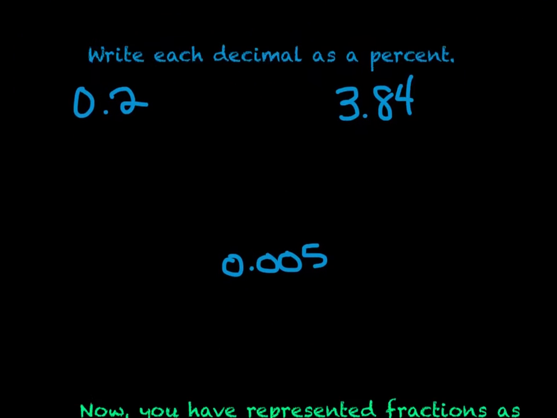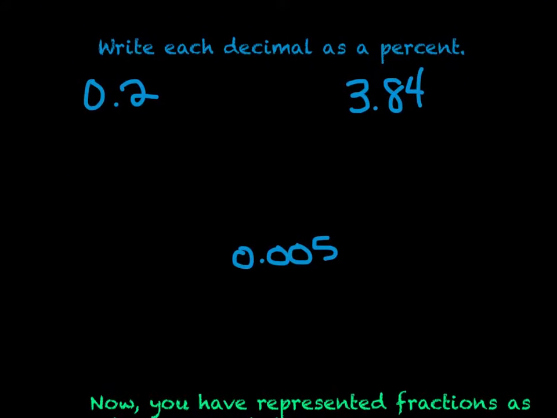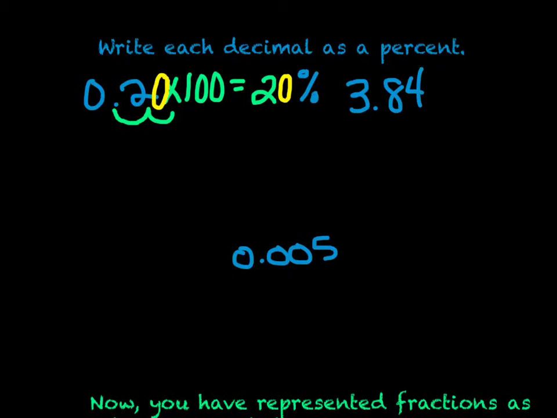Now we're going to write each decimal as a percent. We have 0.2. We need to write that as a percent, so essentially we are multiplying by 100. And to multiply by 100, we are moving our decimal point to the right 2 places. So we get 2, and we have a new place value, 0. And the last little step is to add the percent sign. So we have 20%, which is the same as 2/10.